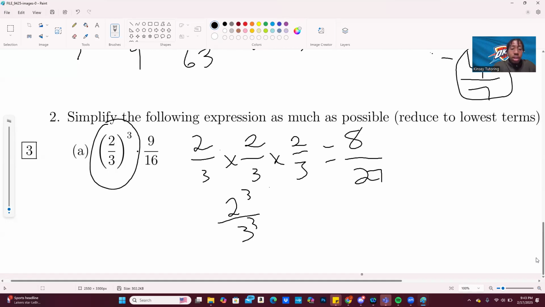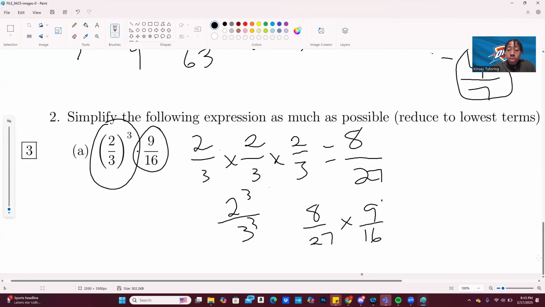Now, what's left over? The times 9 over 16. Take that 8 over 27 times 9 over 16. Okay? Which equals, so now what we can do to make this easier is we can kind of cross divide if that makes sense.